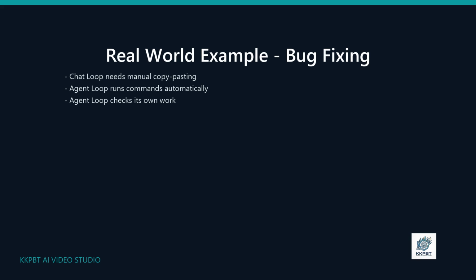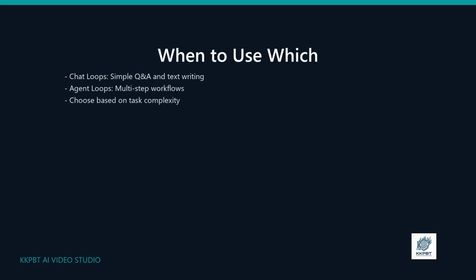In an agent loop, the AI autonomously opens the code files, runs terminal commands to test the code, edits the broken files, and verifies its own work until the bug is fixed. When should you use each?